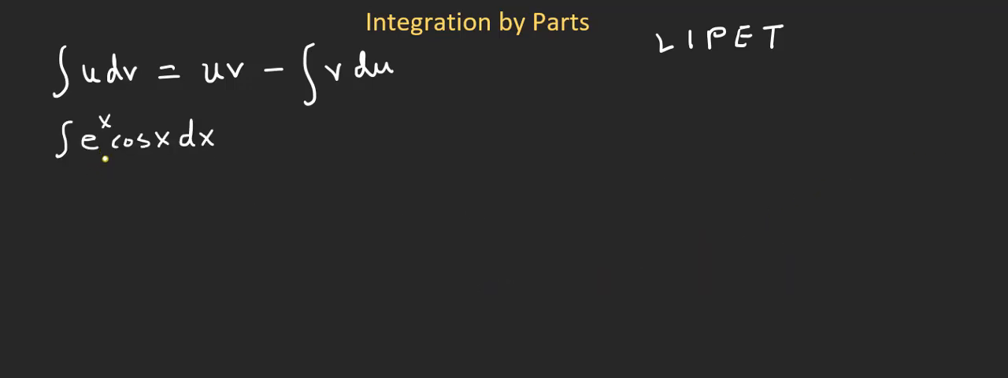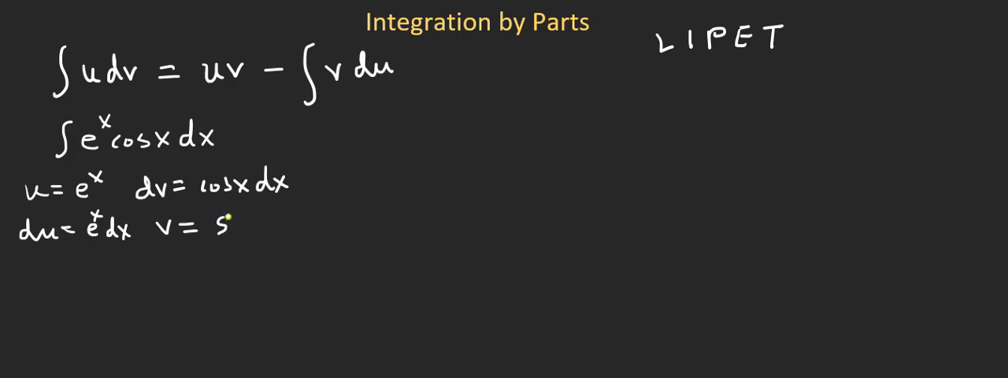Let's take a look at this example, e to the x cosine x dx. We don't have a natural log. We don't have an inverse function. We don't have a polynomial. We have exponential before trig. So u is going to be e to the x, and dv is going to be cosine x dx. What is du? e to the x dx. What is v? Sine x.